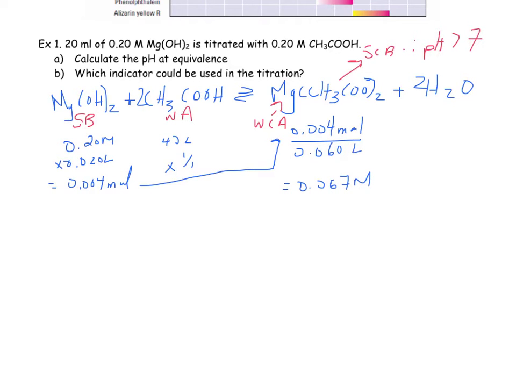But this is the concentration of magnesium acetate. Only the acetate affects the pH. There is a 2 to 1 mole ratio between acetate and magnesium acetate, because for every Mg(CH3COO)2 that falls apart, I'll get 2 acetate. That gives me an initial concentration of 0.133 moles per liter.